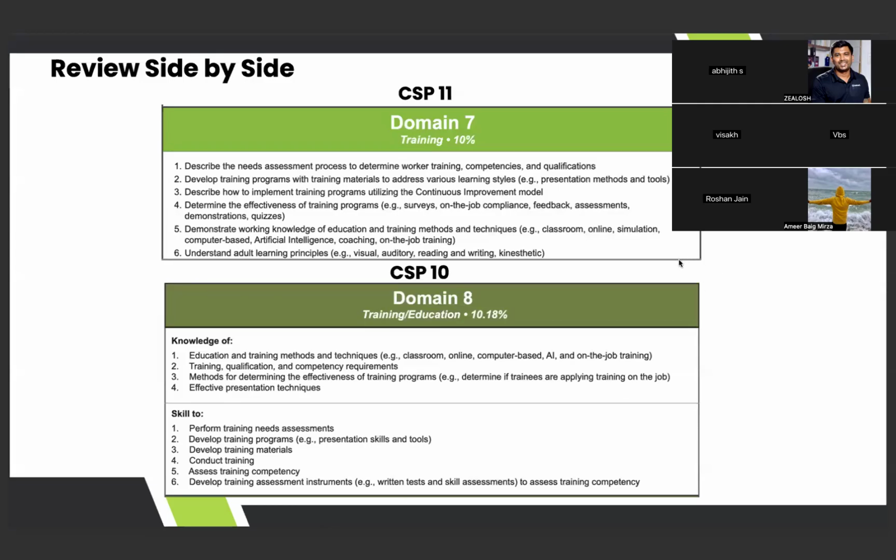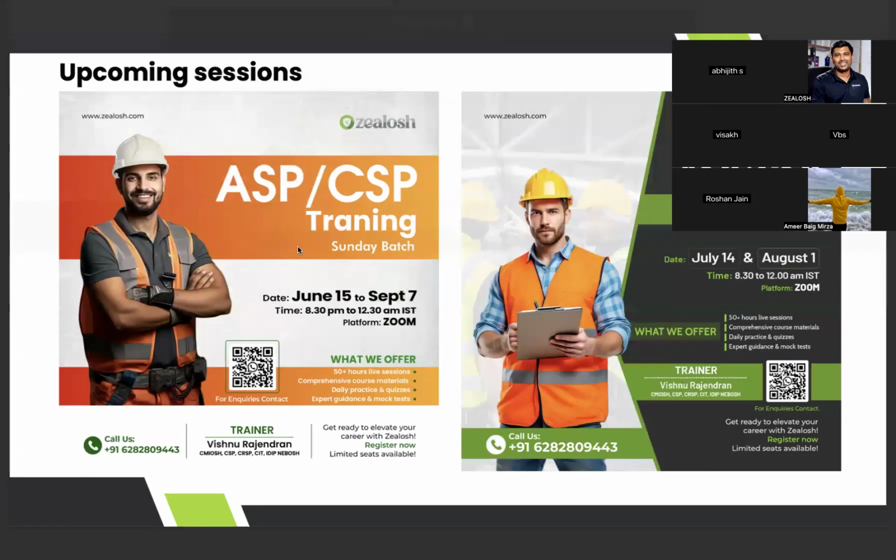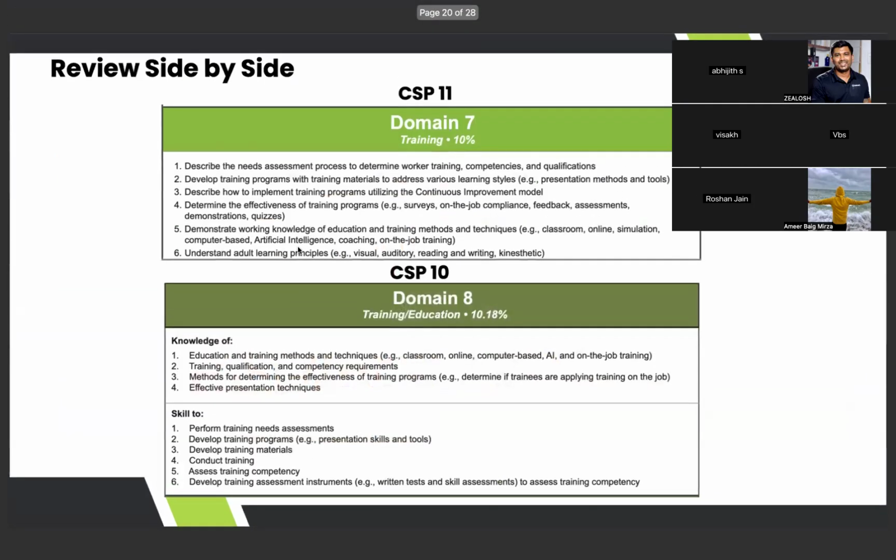Right. So these are the 9 domains. These are the changes, right? We've been discussing for maybe around 1 hour. So that's it. These are the changes in the CSP blueprint.